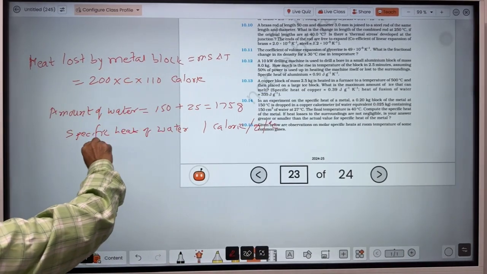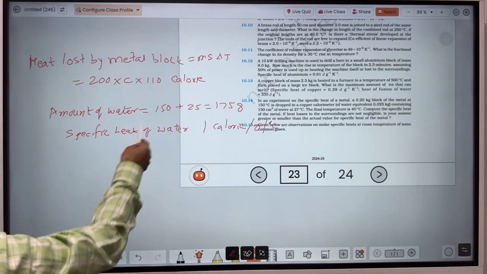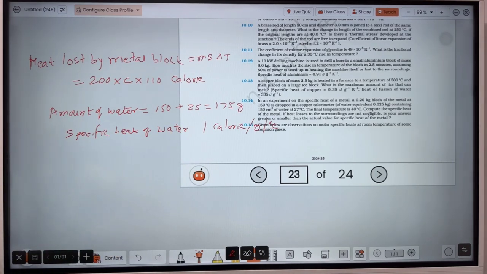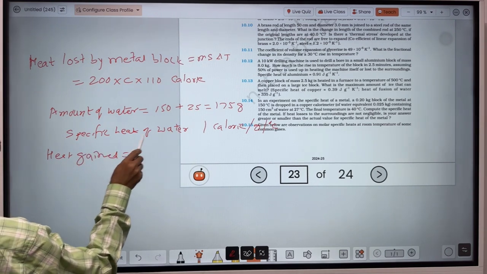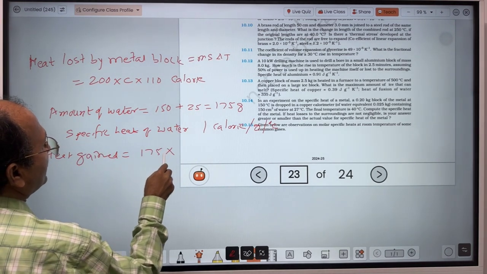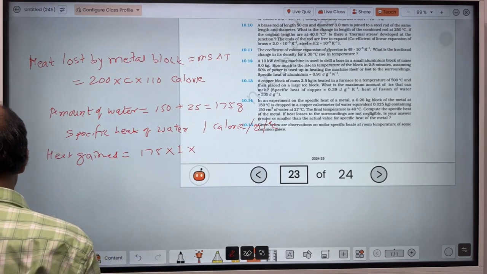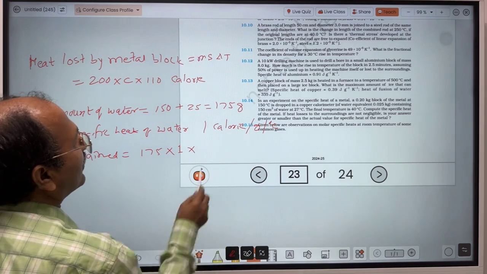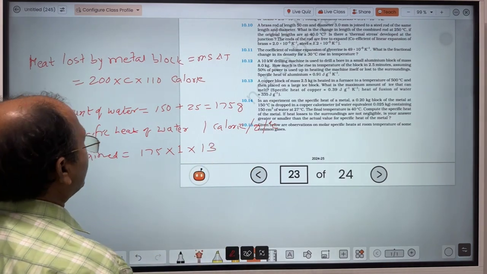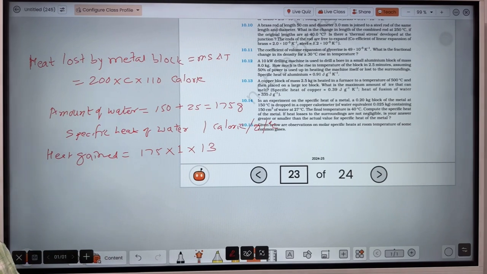So let's evaluate. Heat gained, again the same formula we will apply. We can write this total mass, that is 175, into specific heat. We are taking 1 calorie, into the temperature difference. So here, what is the temperature difference? 40 degree to 27 degree. So 40 minus 27, that is 13 degree, correct?